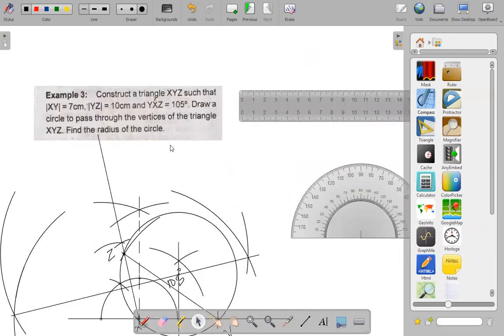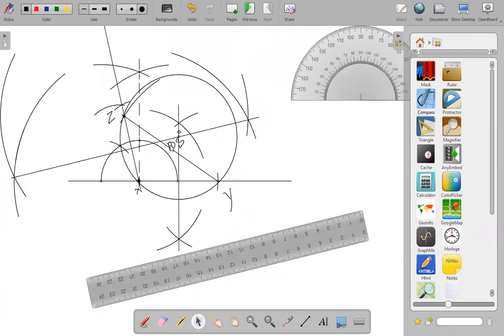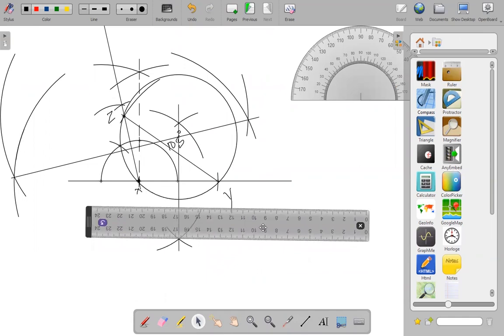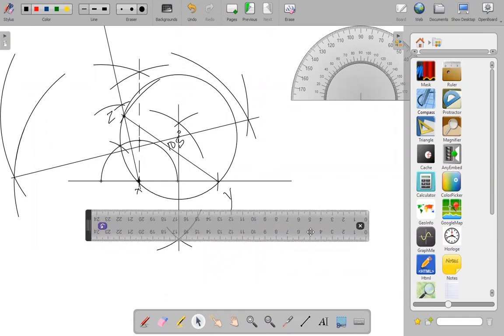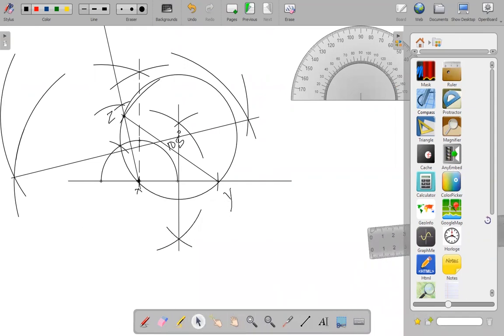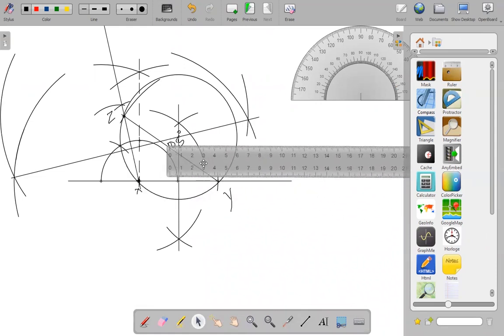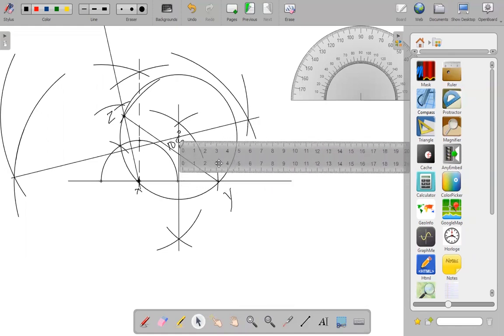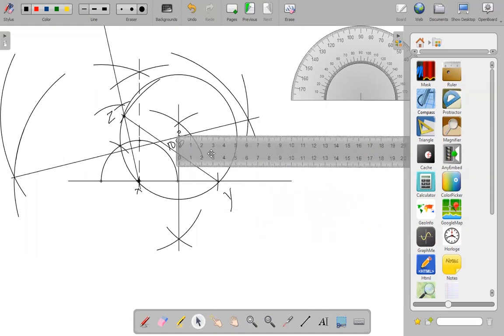Okay, we have to find the radius of the circle, so let's do that. A radius is a line that runs from the center of the circle to the circumference. So we will measure from the center to the circumference. And like I said earlier, this type of measurement is better carried out with a pair of dividers. So in your real mathematical set, there's a divider there.